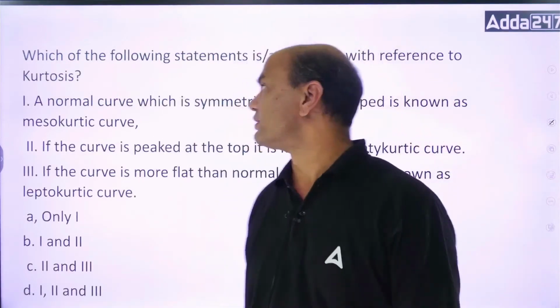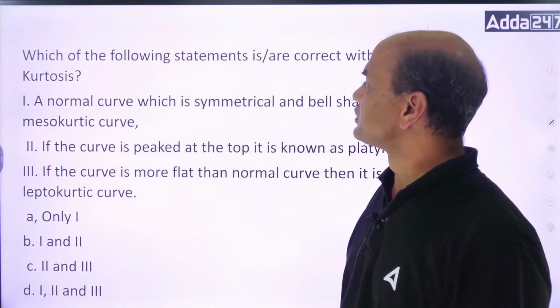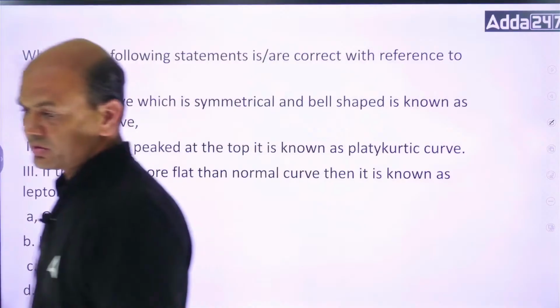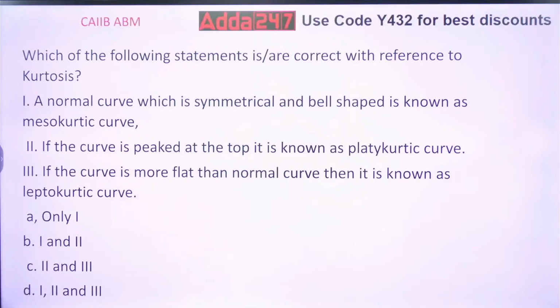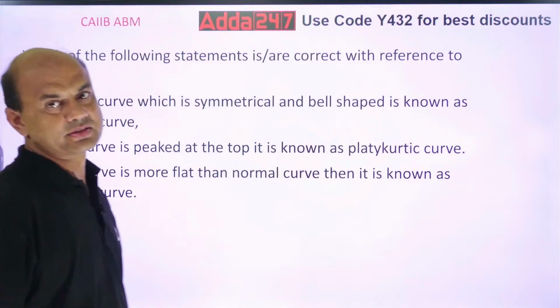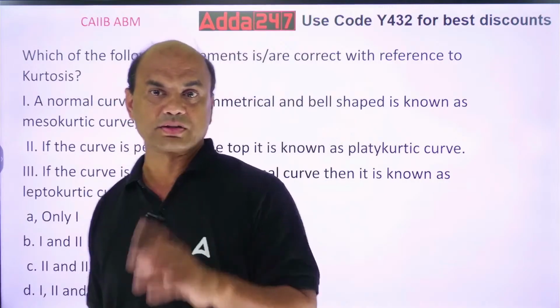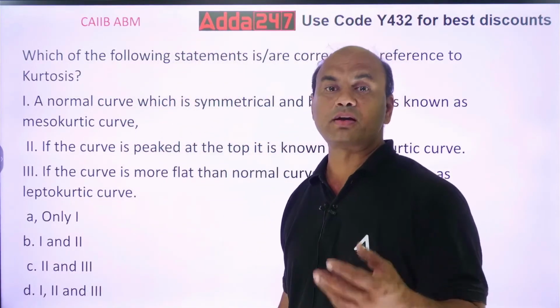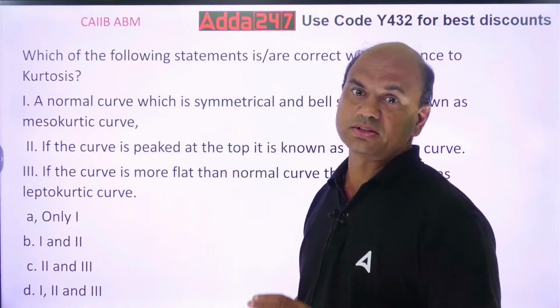Next. Which of the following statements is or are correct with reference to kurtosis? Think of it, read. Skewness and kurtosis are important topics in your ABM chapter number 3, measures of central tendencies. Very important, very difficult chapter. And skewness and kurtosis are really difficult.